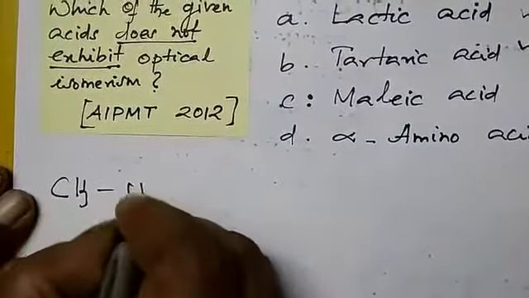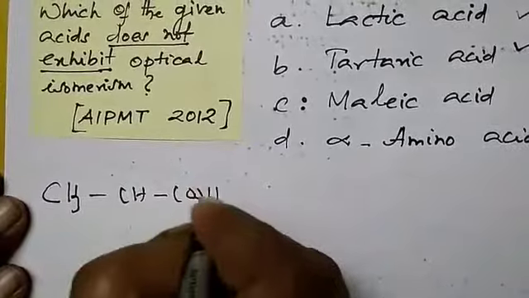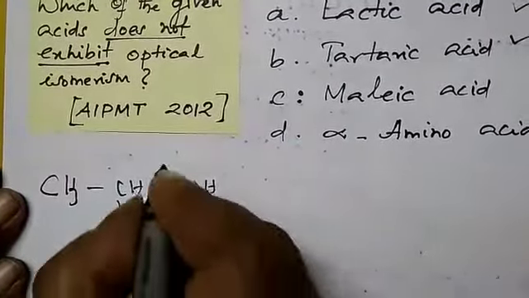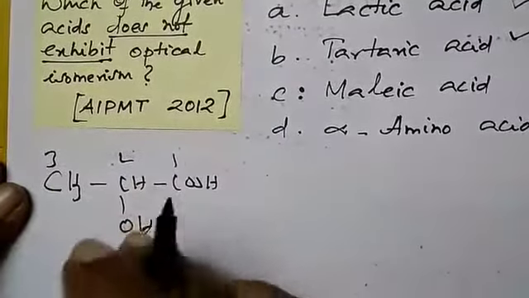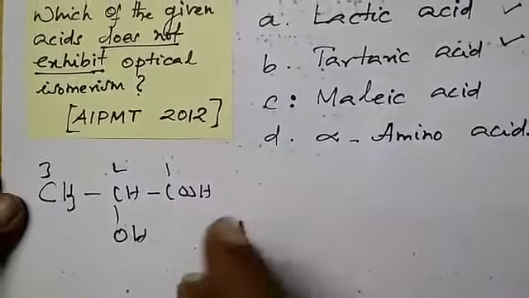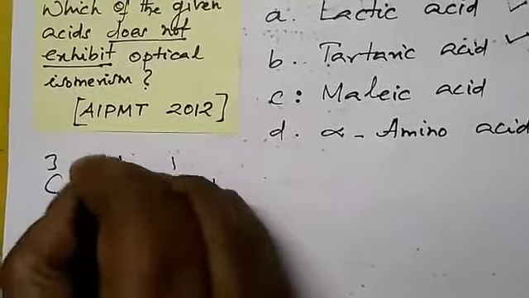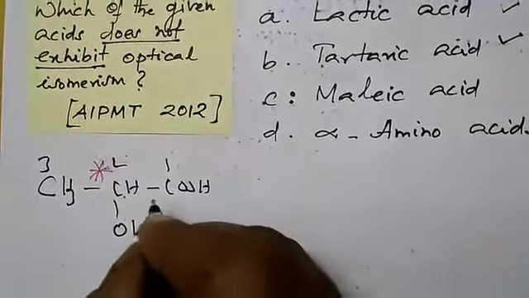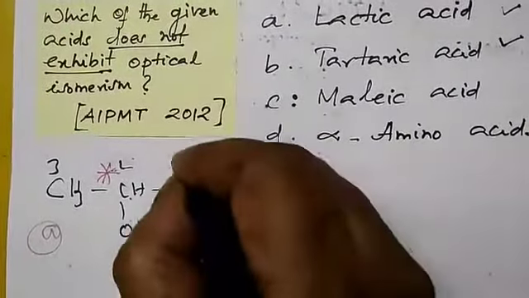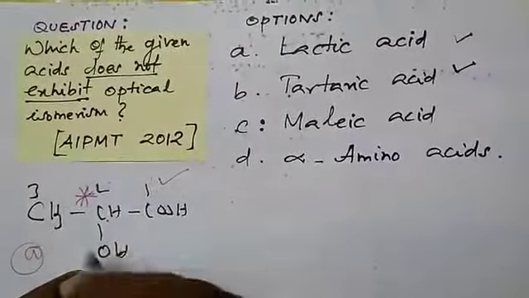What is lactic acid? Number it 1, 2, 3. It is 2-hydroxy propanoic acid. This carbon is the asymmetric carbon. Lactic acid, option A, is answering, as it is attached with 4 different groups.